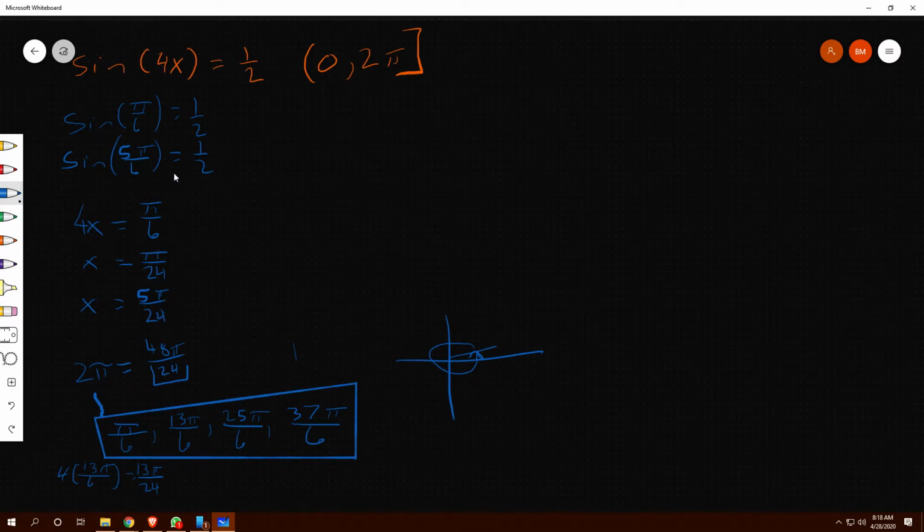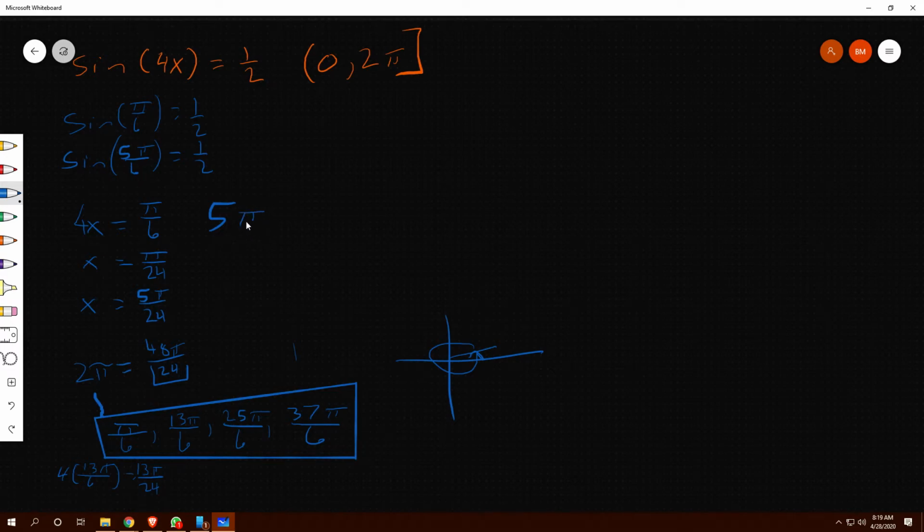How did I do that? I had pi over 6. I discovered that with this multiplying by 4, it really is pi over 24. And I know that 2 pi, if I have the denominator of 24, is going to be 48. So as long as I keep going full revolutions, so I'm in the same spot on the unit circle, and I just add 12, I'm in the same spot. As long as I'm under 48, I'm good. So I found the 4 answers for pi over 6.